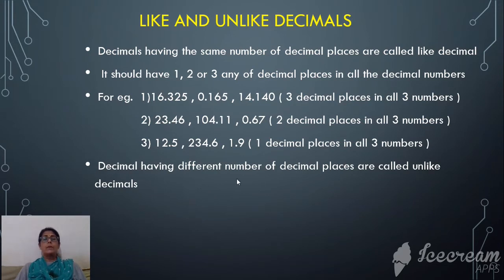Now we will understand what is unlike decimals. Decimals having a different number of decimal places. See, once again I am saying, decimals having a different number of decimal places are called unlike decimals.